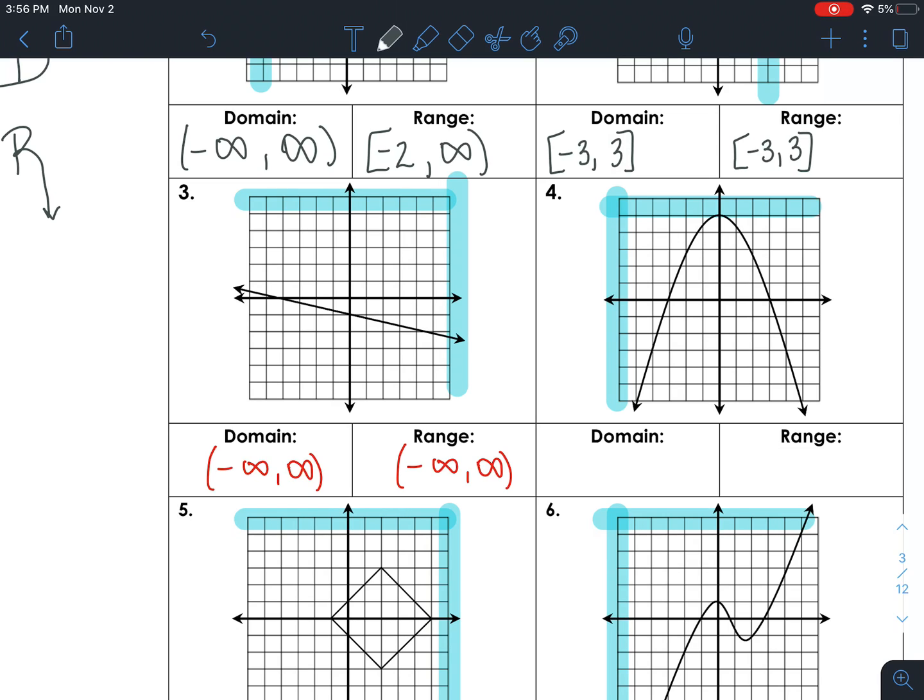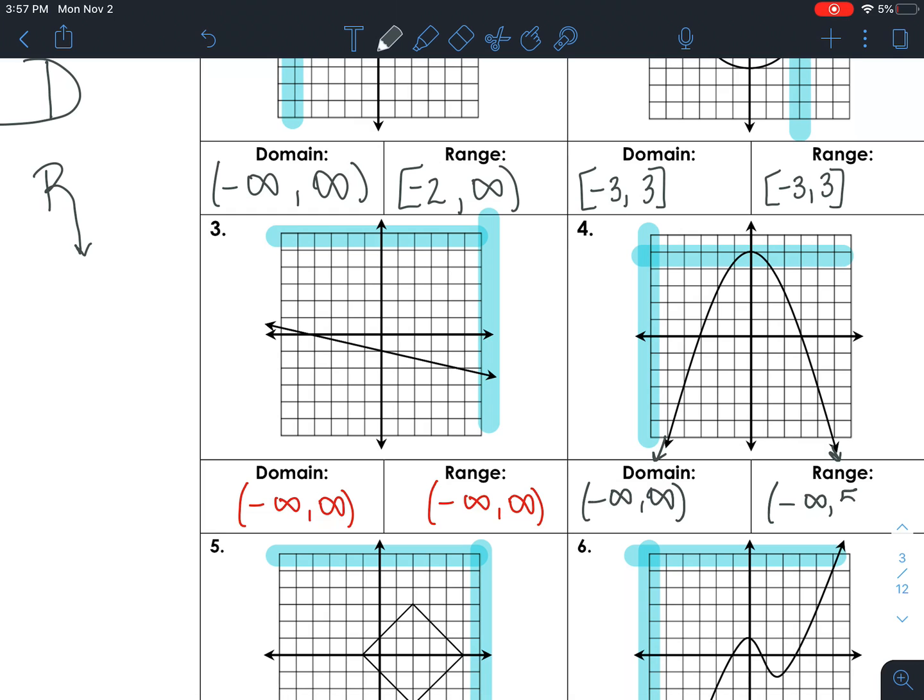Let's look at our domain for 4. Again, we see that these are just continuing on and on, forever down, but as they're going down, they're also spreading out left and right. So my domain is also going to be negative infinity to positive infinity. Now here's where my range gets a little bit different. As I said, they're going down and down forever, so I'm going to start at negative infinity. But my graph will only reach all the way up to here. That number is 1, 2, 3, 4, 5. So my range is going to stop at 5.